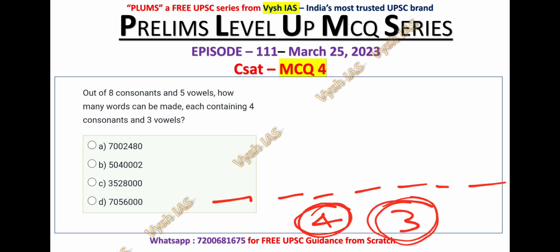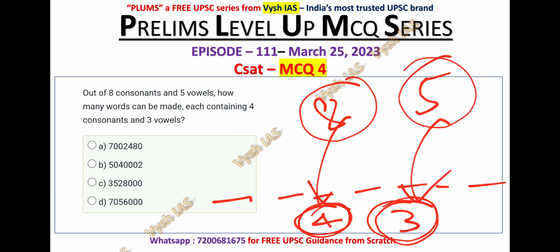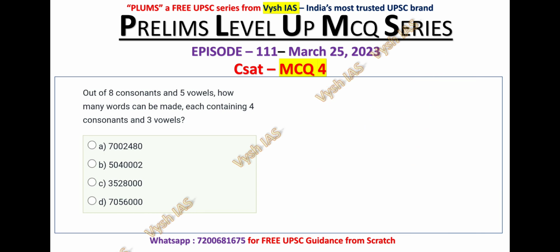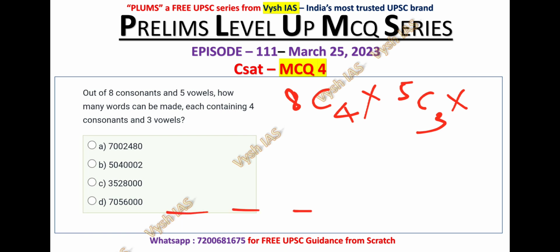In which 4 should be consonants and 3 should be vowels. How do we pick these 4 consonants and 3 vowels? Out of 8 consonants, we have to pick 4 consonants. Out of 5 vowels, we have to pick 3 vowels. This is what they have mentioned. So out of 8 consonants, if we are picking 4 consonants, it is nothing but 8C4, into out of 5 vowels, we have to pick 3 vowels, and we have to arrange these 7 letters among themselves.